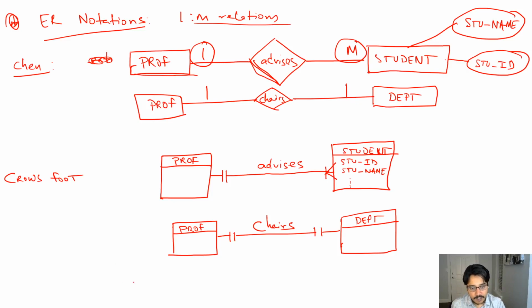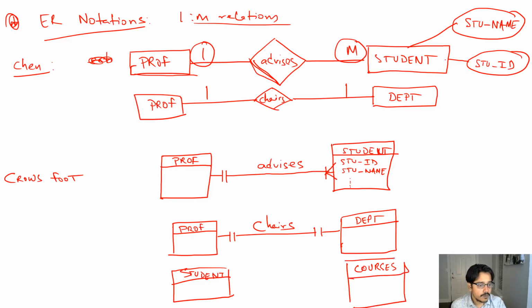So then if you have another example here, let's say student enrolls for courses. So you have student, and then courses, then you will have here a straight line, and then the crow's foot, and then a straight line and the crow's foot. Okay, so those are the three relationship types. So you don't specify the numerical value of your relationship type with crow's foot.